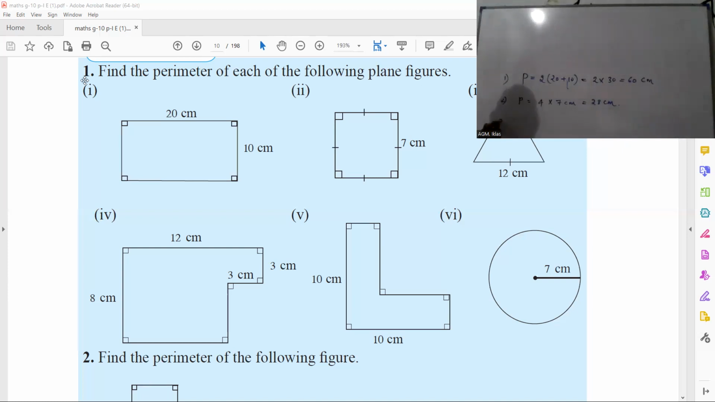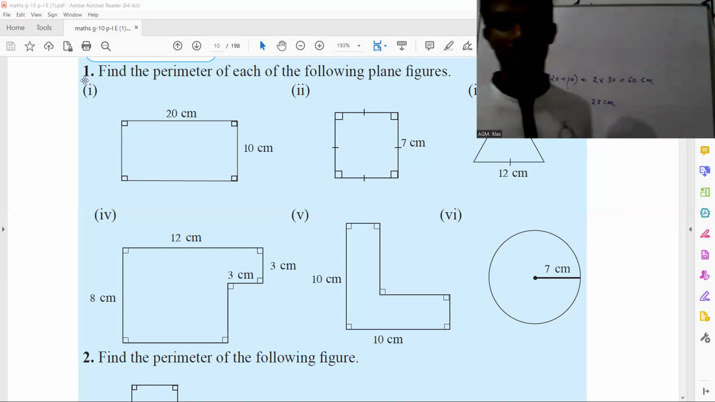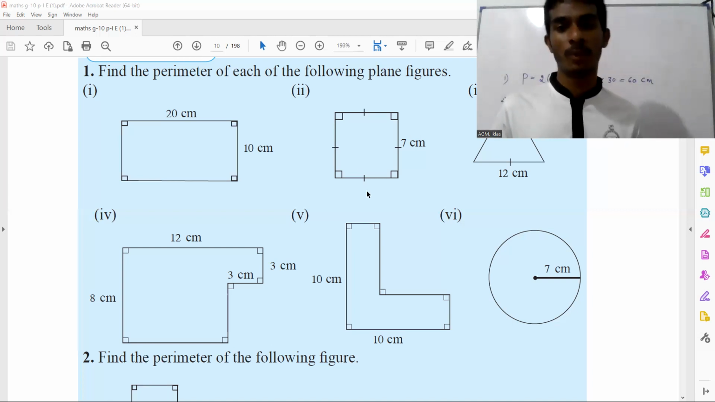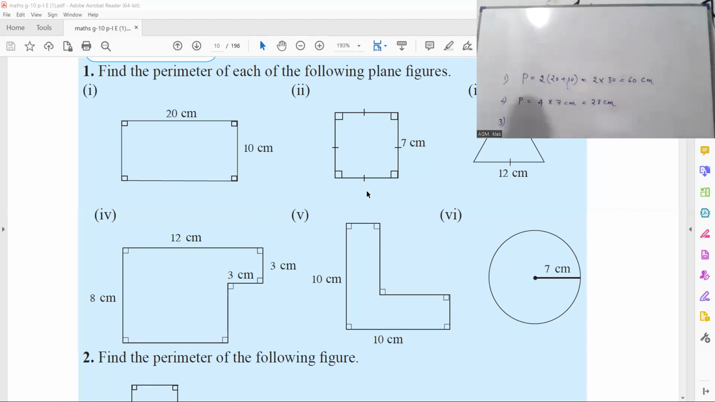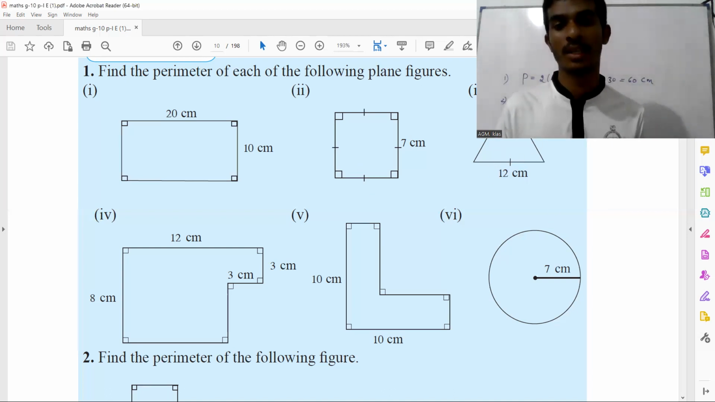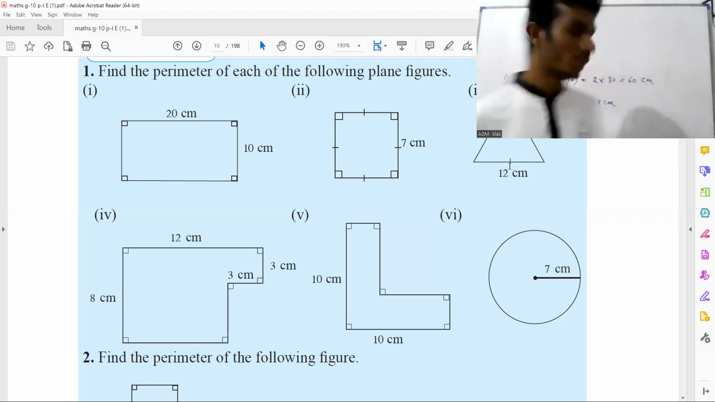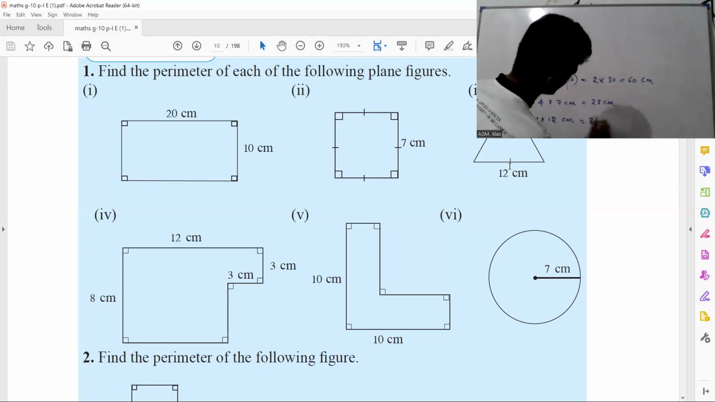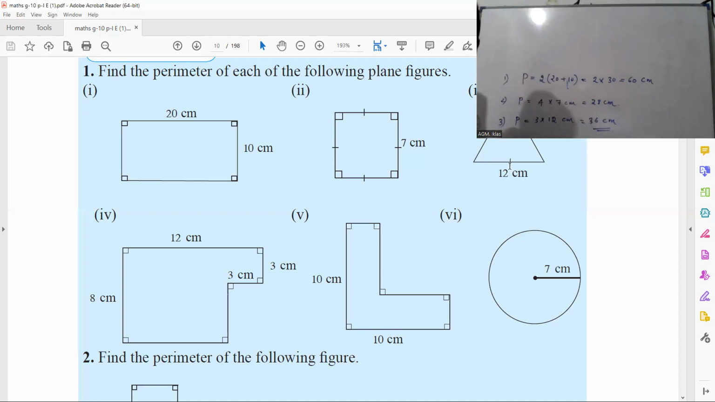And the third question is related to a triangle. So it is an equilateral triangle. You know there are several kinds of triangles. One is the isosceles triangle, another is the equilateral triangle, like this. So this is an equilateral triangle. That means if this side is 12 centimeter, all the 3 sides are 12 centimeter. That is why they have put this mark. So P is equal to 3 into 12 centimeter, which is equal to 36 centimeter. So this is the answer.